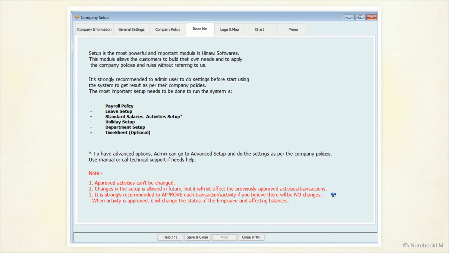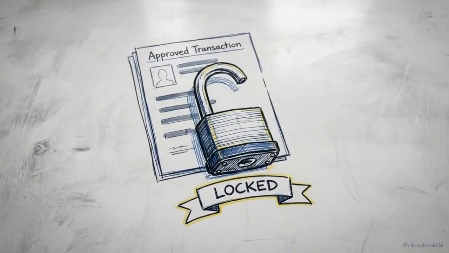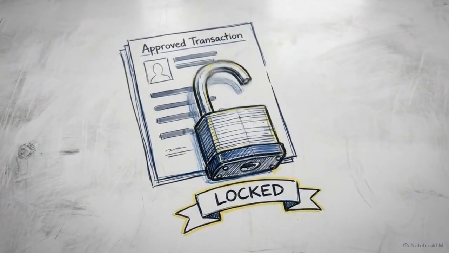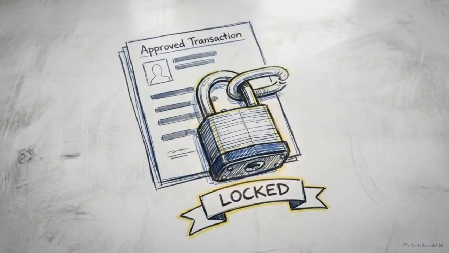Transitioning to the README tab, focus immediately on the red note section at the bottom. There is a critical operational rule here. Once any activity or transaction is marked as approved in the system, it becomes permanently locked and cannot be changed. Because of this strict lock-in, you must finalize and verify all company policies on these setup screens before you execute any daily operational approvals. While this rule is strict, it acts as the ultimate safeguard to protect the unalterable integrity of your company's financial data.